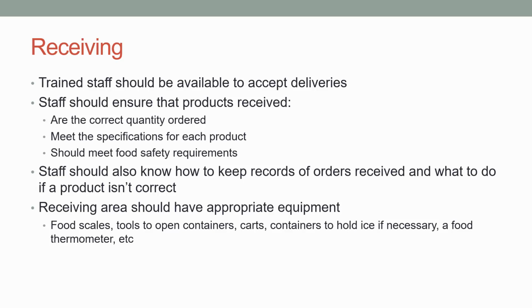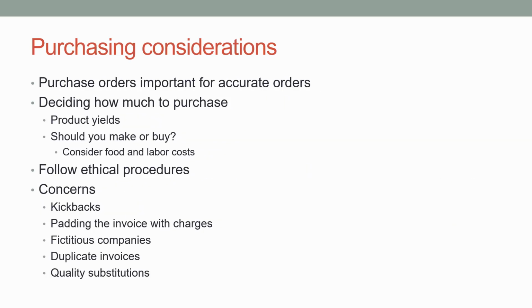Obviously, your receiving area should also have appropriate equipment and supplies: food scales, tools to open containers, food thermometers, and any carts or containers to hold ice. All those things you may want to have around in that receiving area. And really, you want to make sure you have enough space. Sometimes that's out of your control, but you don't want deliveries to end up on the floor while you're trying to sort them, because that would be awful if the health inspector walked in right at that point. You really want to make sure you have enough space to maneuver these things around properly.